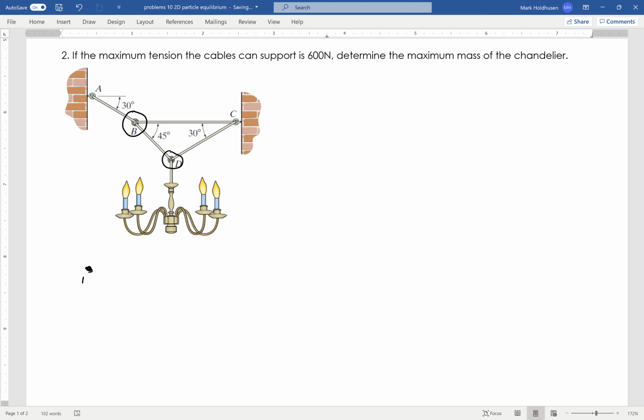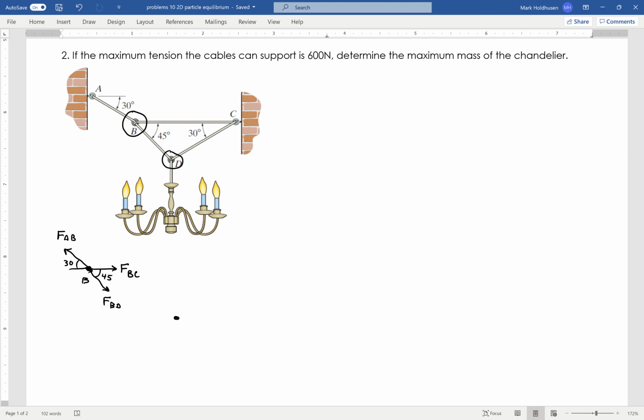Okay, and I just got this horizontal force, which I'll call FBC. I have this force FAB, and that's at a 30-degree angle. Okay, and then I've got a 45-degree angle, FBD, like so. So this free body diagram has 3 unknowns. I need that other free body diagram that I'm looking for at D.